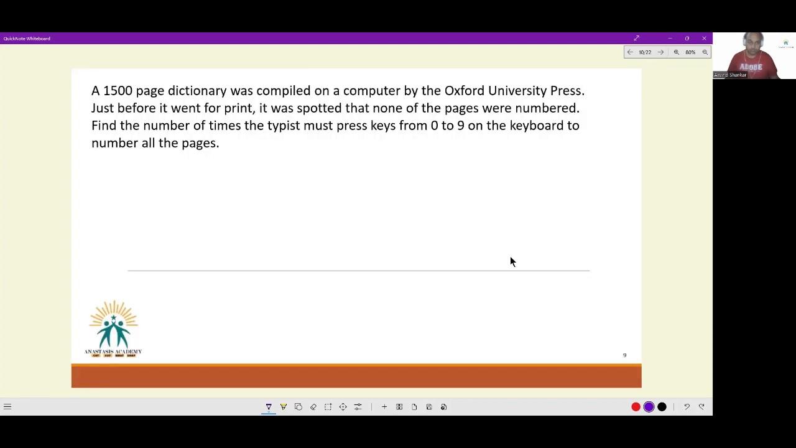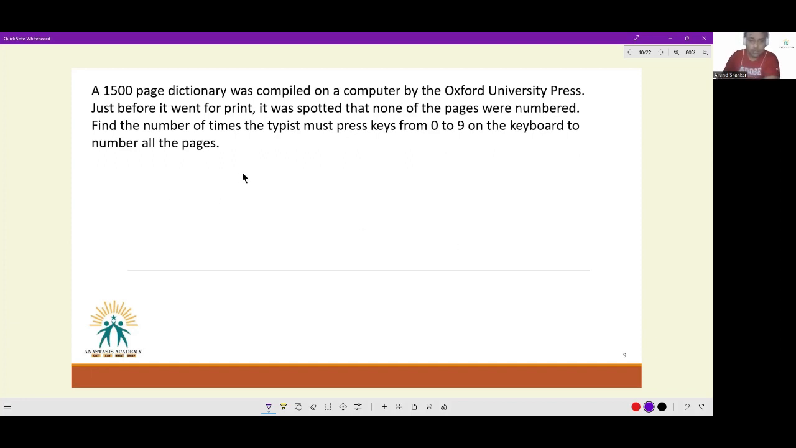Next question. A 1500-page dictionary was compiled on a computer by Oxford University Press. Just before it went for print, it was spotted that none of the pages were numbered. Find the number of times the typist must press keys from 0 to 9 on the keyboard to number all pages. Essentially, the question is asking me, how many digits are used in order to print till 1500?